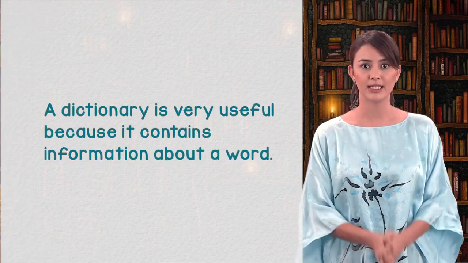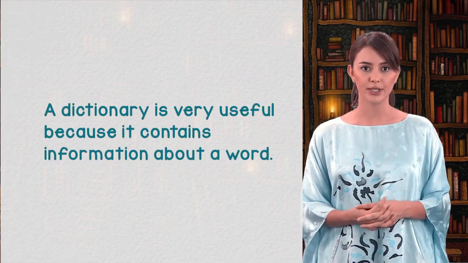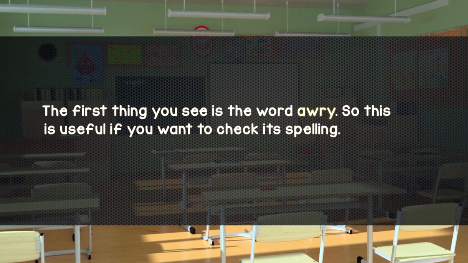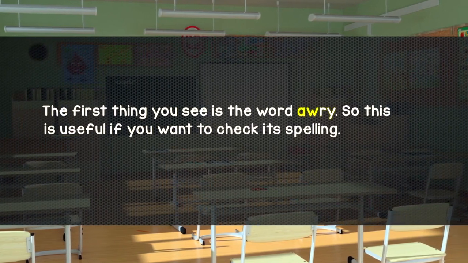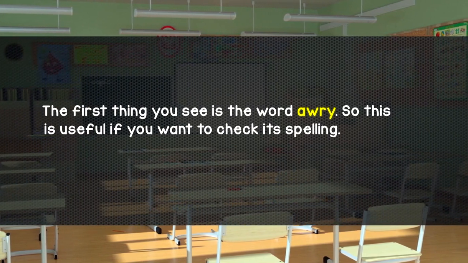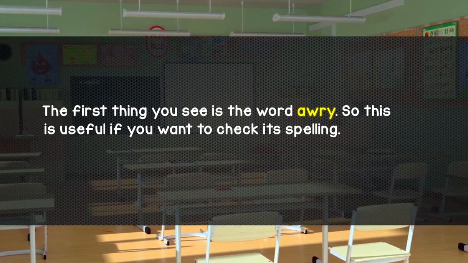Now, let's look at a word entry. A dictionary is very useful because it contains information about a word. This is an example of a word entry. The first thing you see is the word awry, A-W-R-Y. So this is useful if you want to check its spelling.